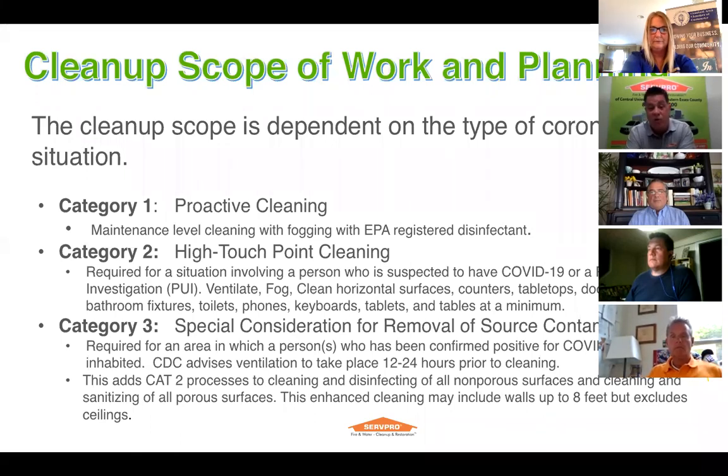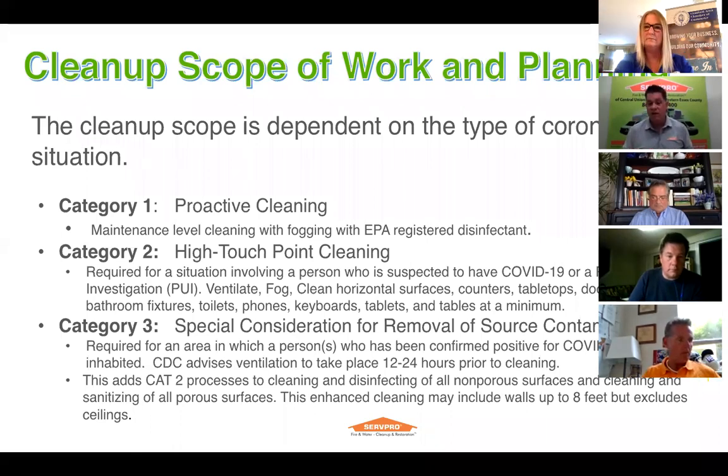So here are the categories that we use to categorize levels of infection. Category 1 is proactive cleaning. That's a maintenance level cleaning. We're fogging, and I'll be clear on the fogging. It's more of a mist. We're trying not to wet surfaces. The initial fogging is used so the mist attaches to any airborne particles, putting weight on them and pushing them down to the floor or horizontal surfaces where we can clean them. So that's one use of fogging or misting.